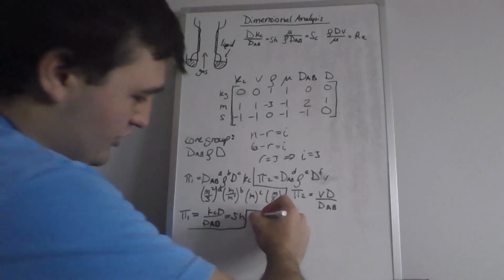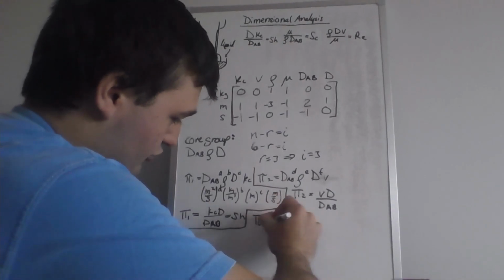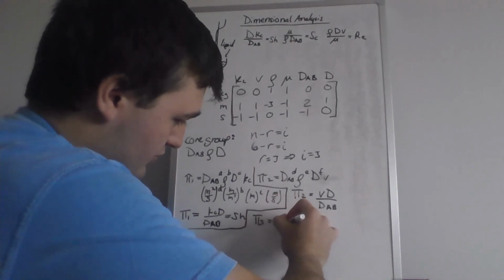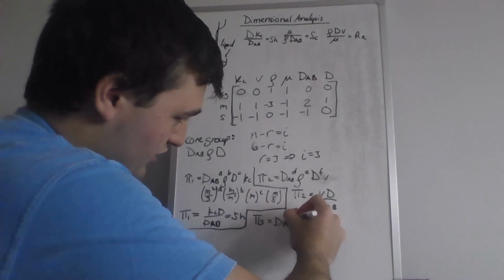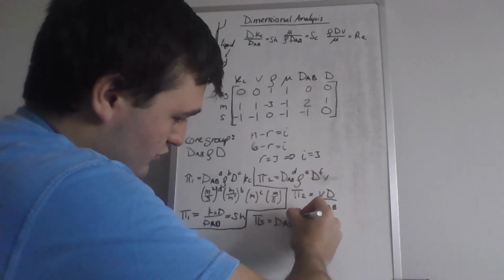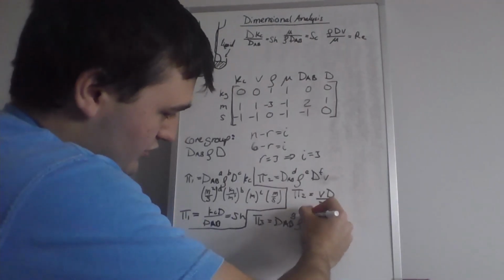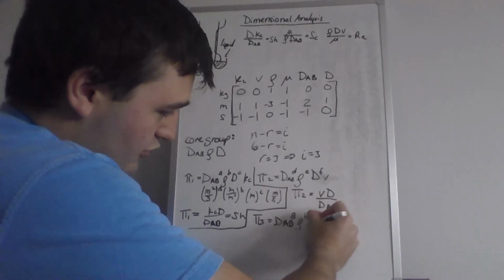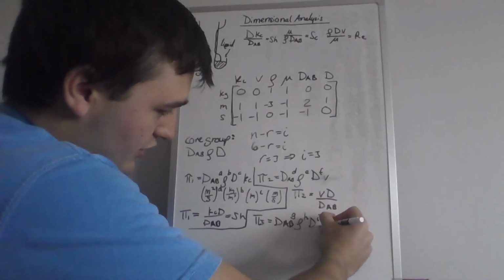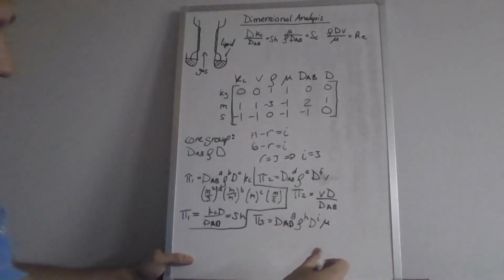So I erased 23 so I could get more room. But dimensionless group 3 is going to be the same core group again, the diffusivity raised to the G, the density raised to the H, and the characteristic length to the I, and then the viscosity is the last one.